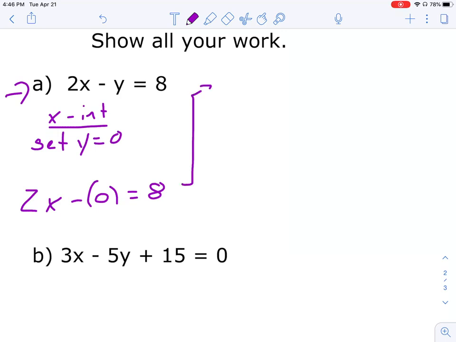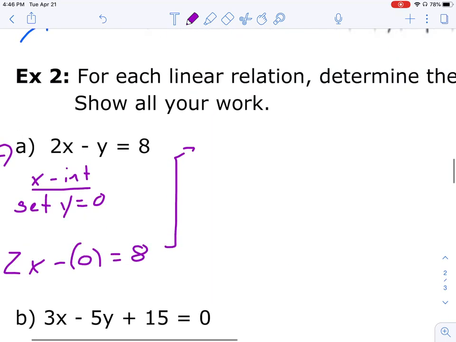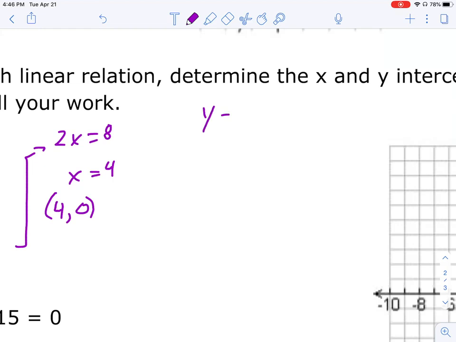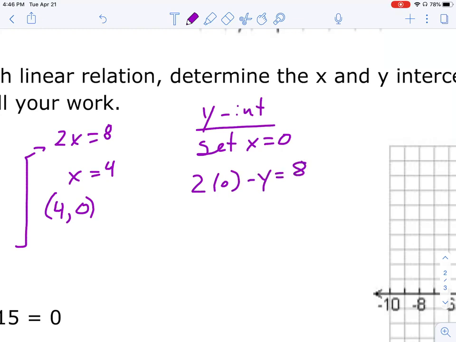So that means that there's no y value, so 2x equals 8, x is equal to 4. Or our coordinate is x is 4, y is 0. If I'm looking for my y-intercept, I need to set x equal to 0. So 2 multiplied by 0 minus y gives me 8. Well, anything times 0 is 0.